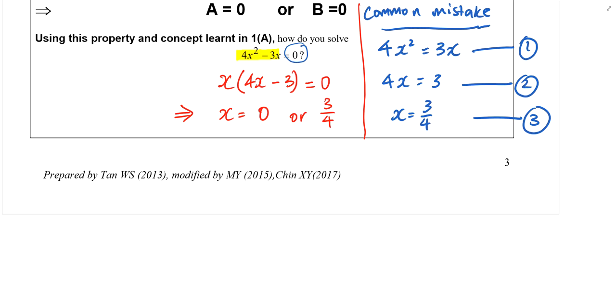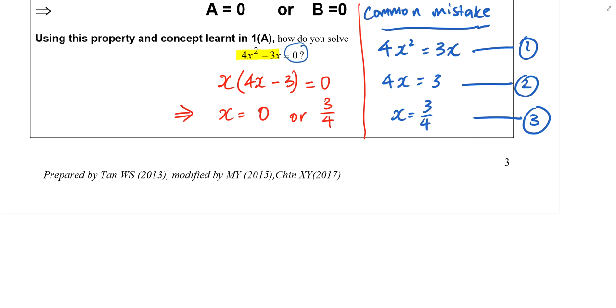Anybody, any other ideas? Carissa? 3 is wrong, why? 4x equals 3, so I divide by 4 on both sides, I should get 3 over 4. I think 3 is correct. What is the next step you want to propose? 4x minus 3 equals 0. Then I will still get the same thing, x equals 3 over 4. So that doesn't help. Marsha, what do you think?